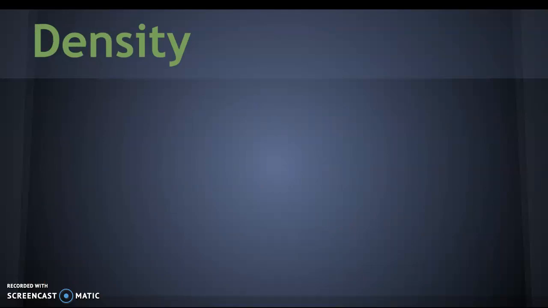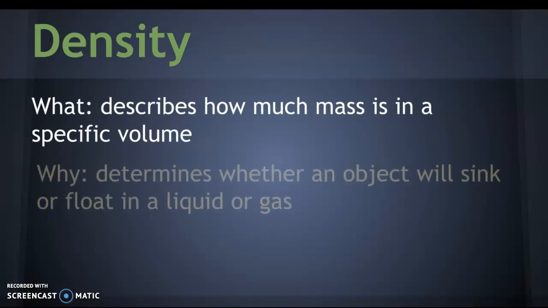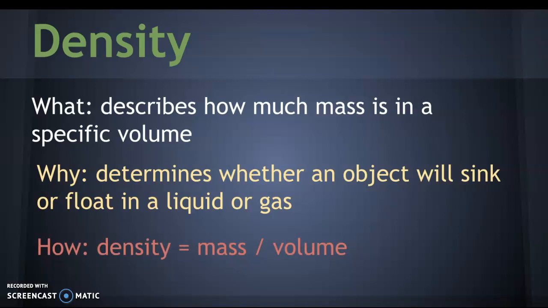Density is our next physical property term. The what: it describes how much mass is in a specific volume. The why: it determines whether an object will sink or float in a liquid or gas. And the how: density is equal to mass divided by volume. The density of pure water is 1 gram per milliliter. This measurement is used to compare the densities of other objects. If an object has a density greater than 1 gram per milliliter, then that object will sink. If the object has a density less than 1 gram per milliliter, then that object will float.